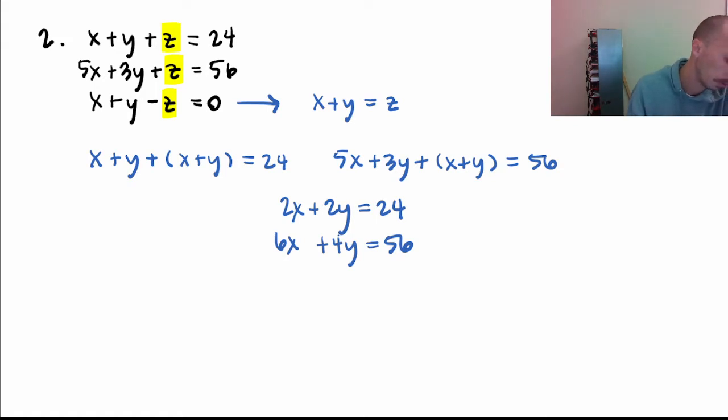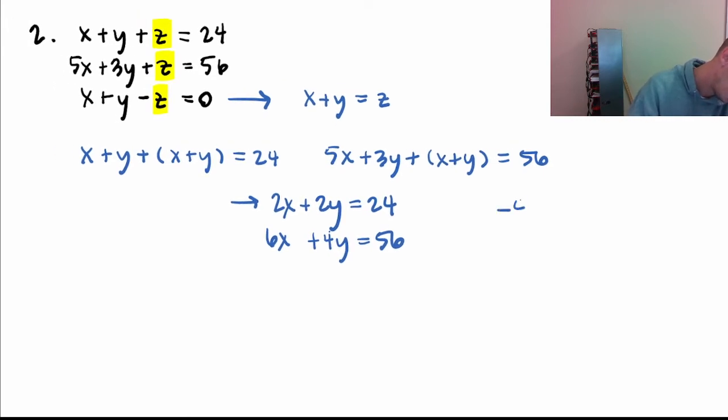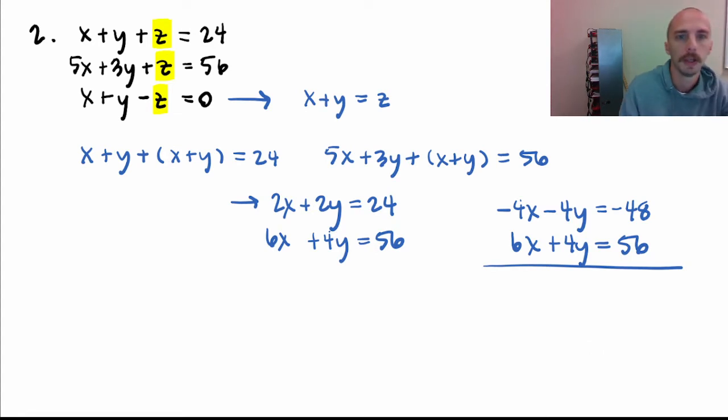I'm going to eliminate on y, so I'm going to multiply equation 1 right here. I'm going to multiply it by -2, so I can get -4y and +4y. So I'll have -4x, I'm going to multiply everything by -2, minus 4y equals -48. And then I'll have 6x plus 4y equals 56. I'm not going to change that one. Then I'm going to add these together, and I'm going to get -4x plus 6x is going to be 2x, no y's, equals 56 minus 48, that's going to be 8. So I've got x equals 4.